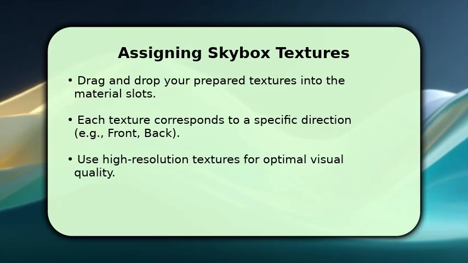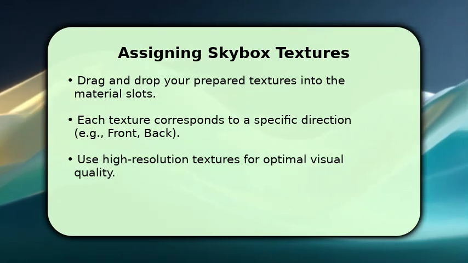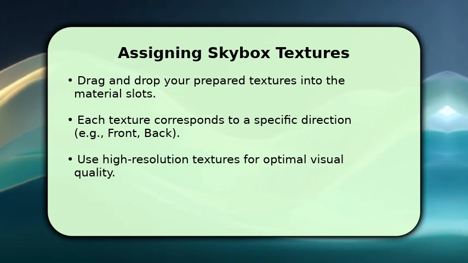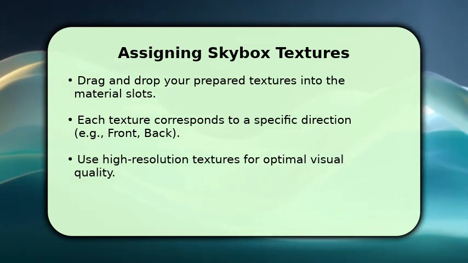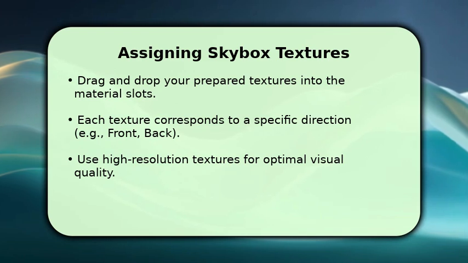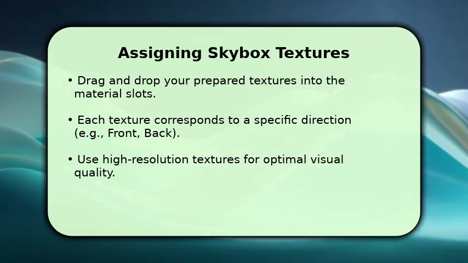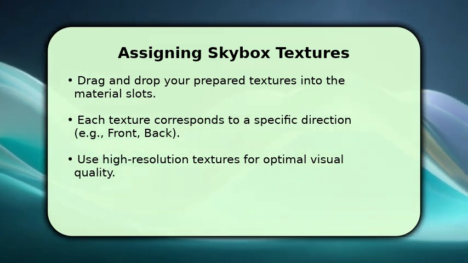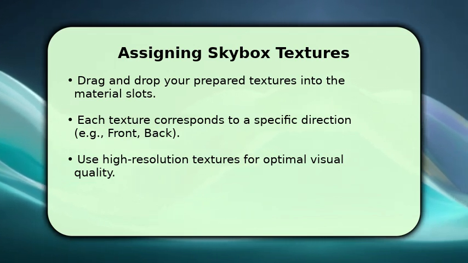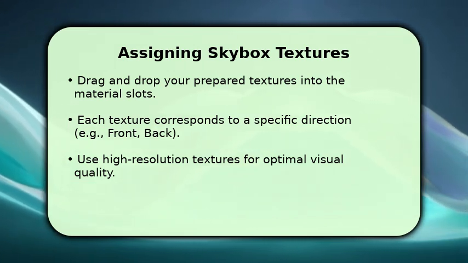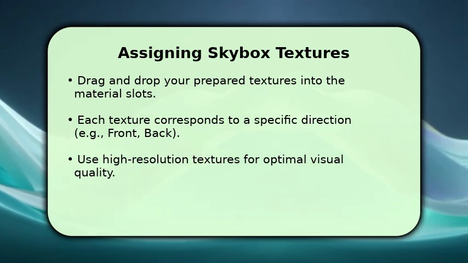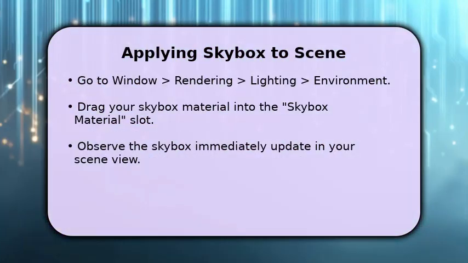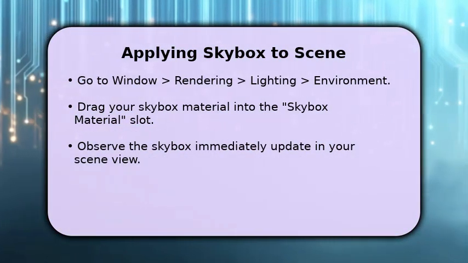Now it's time to assign your textures. You'll need 6 individual textures, one for each face of the cube. Drag and drop each texture into its corresponding slot in the My Skybox Material Inspector. For example, drag your front texture into the Front Positive Z slot. Make sure your textures are correctly oriented and have a resolution of at least 1024 by 1024 pixels for crisp visuals.